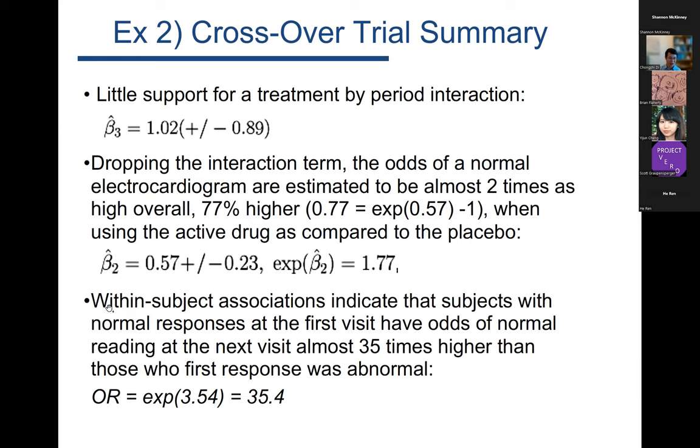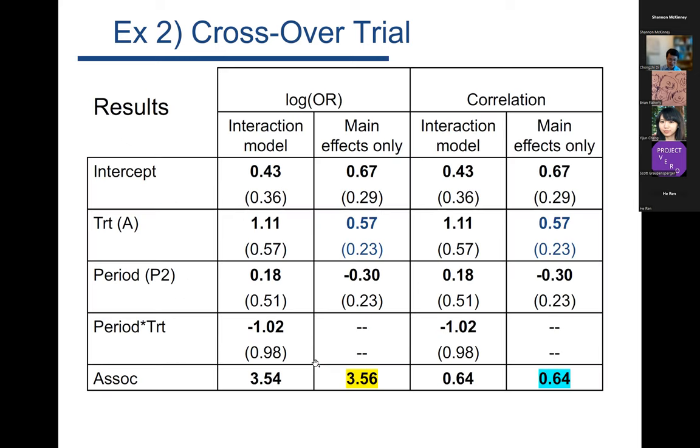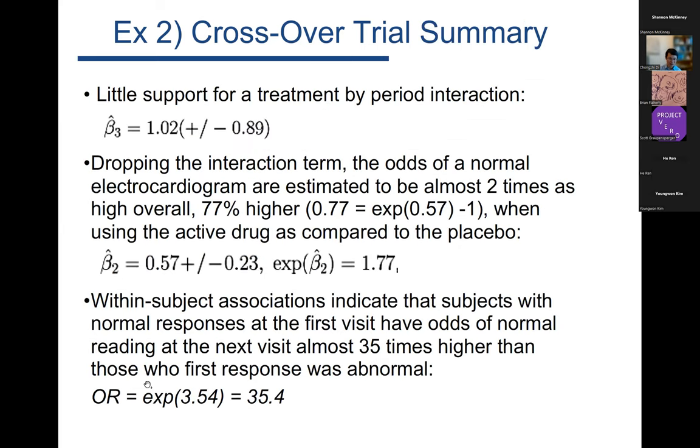And then the other part: do you see any strong evidence of within-subject associations? That's a question for your association part, right? The value we got, 3.56, is actually on the log odds scale. So when transformed into the odds ratio scale, the odds ratio was 35, very, very strong evidence of within-subject association or correlation, right?